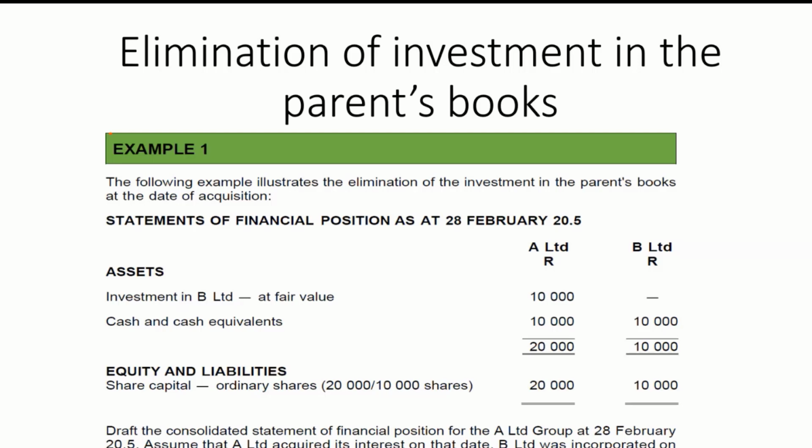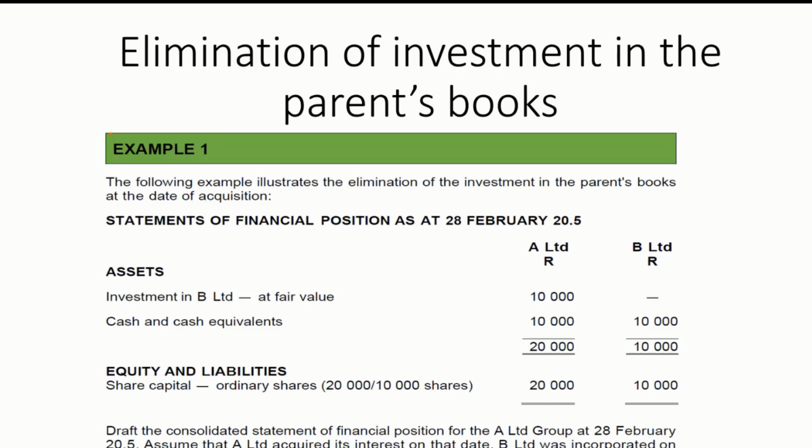All this financial position is telling us is that in the books of A Limited, which is the holding company, they've got an investment in B Limited of 10,000. Then they've got cash of 10,000 in A, and B has also got cash of 10,000. If you look at the equity and liabilities, the holding company has got share capital of 20,000. Then B has got 10,000.